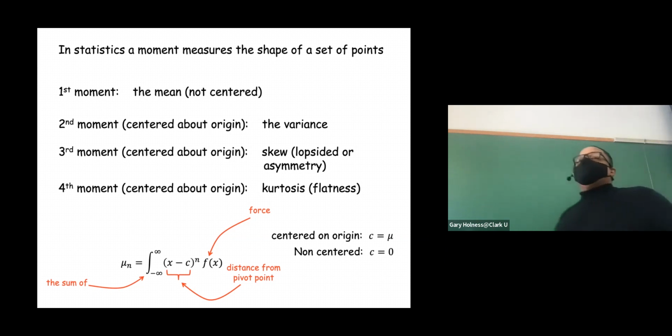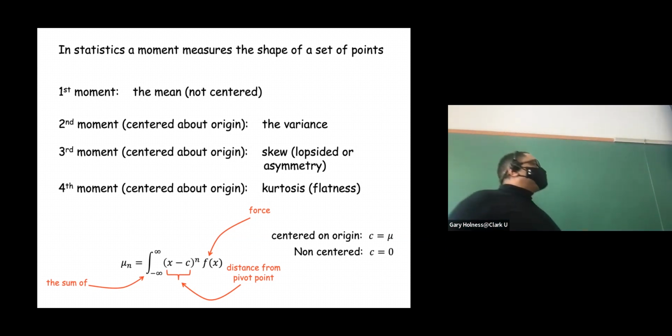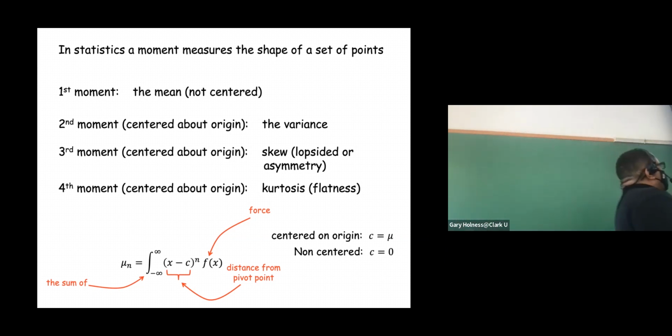And likewise, which one is more flat? It allows you with specificity to quantify these aspects of shape of your distribution, and now you can make comparisons between them. Does that make sense? Right, any questions?